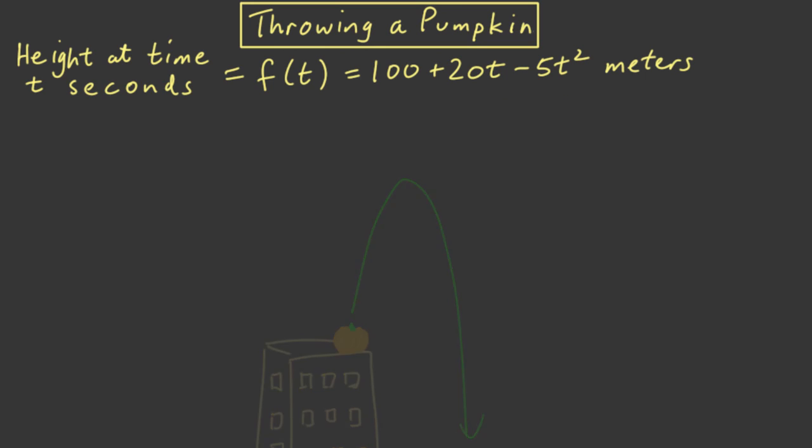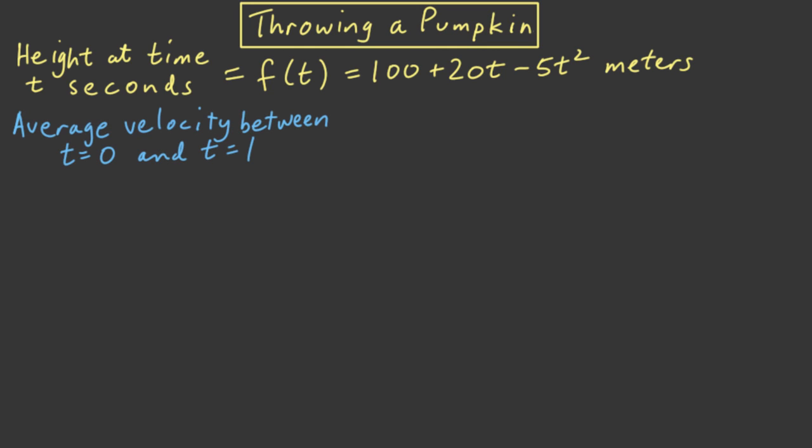What we're going to do in this video is calculate the average velocity of the pumpkin between times t equals 0 and t equals 1. And then we're going to calculate the instantaneous velocity of the pumpkin at t equals 1. And we're going to do this and just see how those things differ. So let's start with the average velocity.